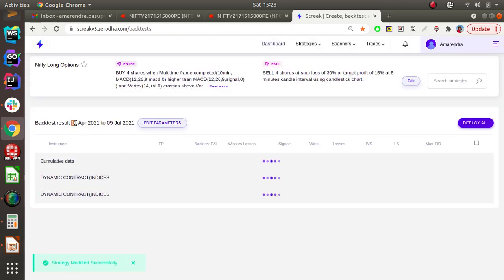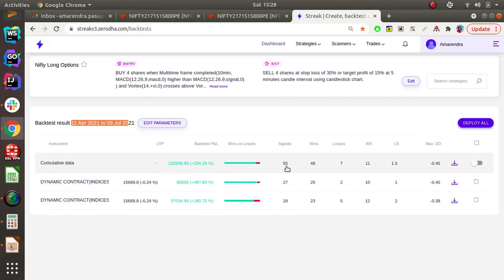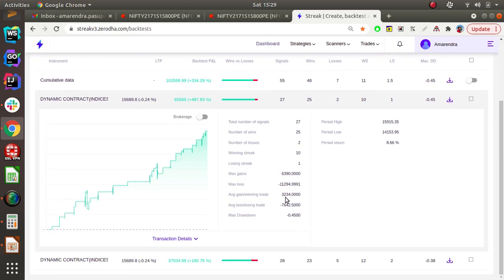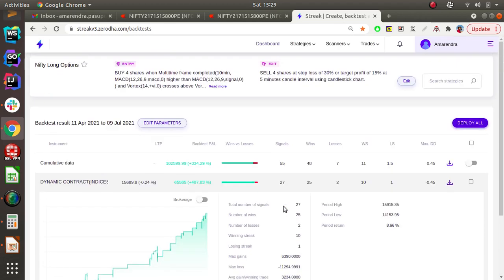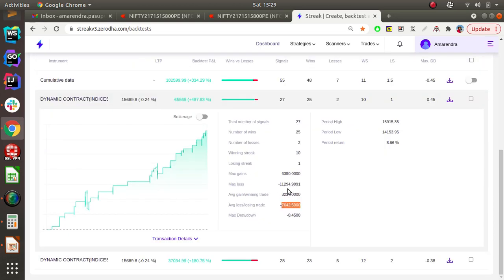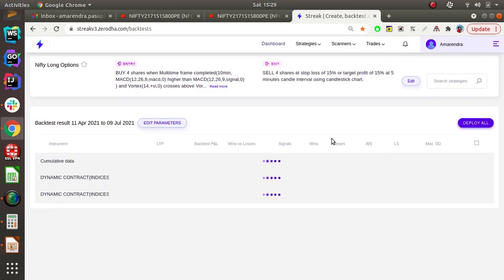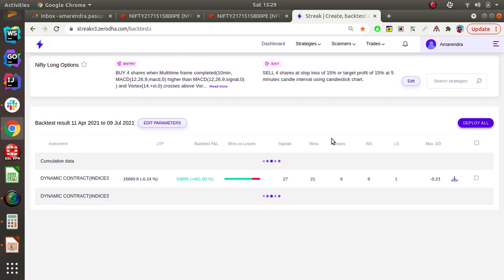The backtest is running from 11th April to 9th July, which is up to yesterday. You can see there are 27 results in CE, 25 are successes and 2 are failures. So a total of 1 lakh profit, and 55 calls came. Out of 55, 48 are successes and 7 are losses. PE also has 28, 23. We can click here and see the average winning trade and average losing trade. Since I gave 30-15, which is a 2:1 risk reward, the loss is a bit high. Instead you can also give 15-15, which is 1:1, but giving 15-15 will reduce the loss as well as reduce your accuracy.